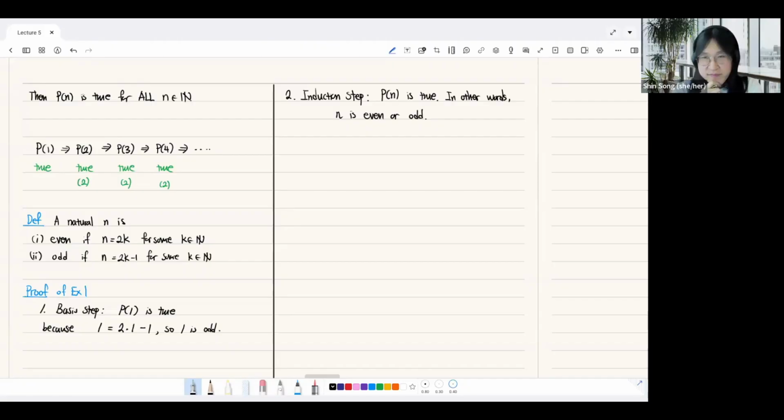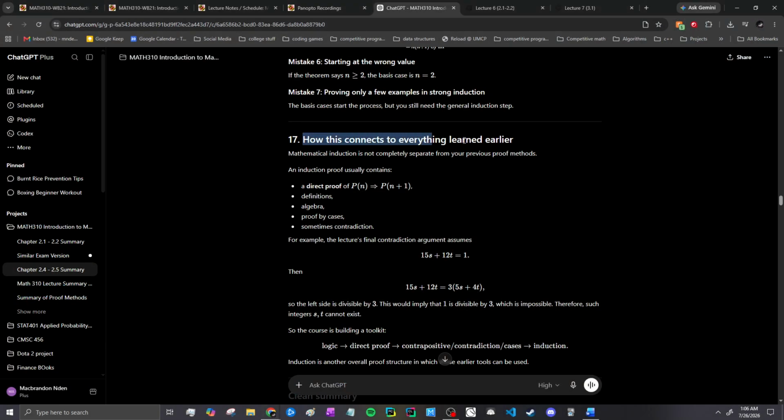So, common mistakes. How this connects to everything we learned earlier. Mathematical induction is not completely separate from your previous proof methods. An induction proof usually contains a direct proof: if P(n) works, then P(n+1). So it actually does connect.